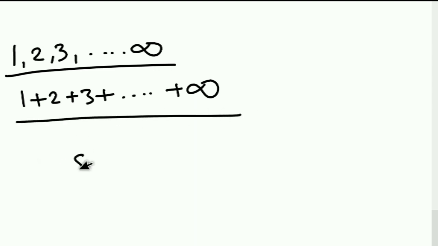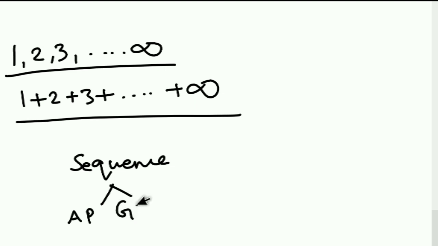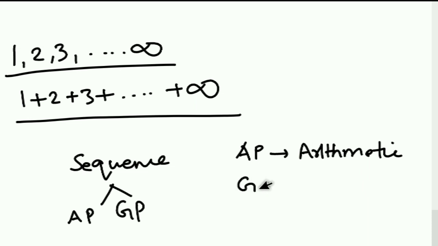We are going to learn two types of sequence in this video. The first will be AP and the second will be GP, where AP means arithmetic progression and GP means geometric progression. So let's see what AP and GP are.